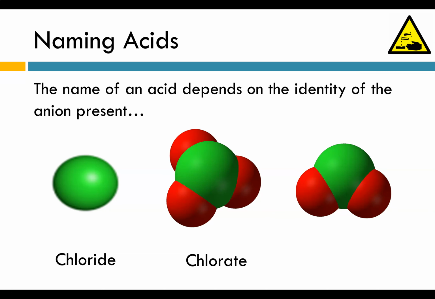We have chlorate, ClO3 with a charge of -1, and we have chlorite, ClO2, also with a charge of -1. Let's put those up there. And the key to naming our acids is really looking at the ending of each of our ions, whether it's an ide, an ate, or an ite.